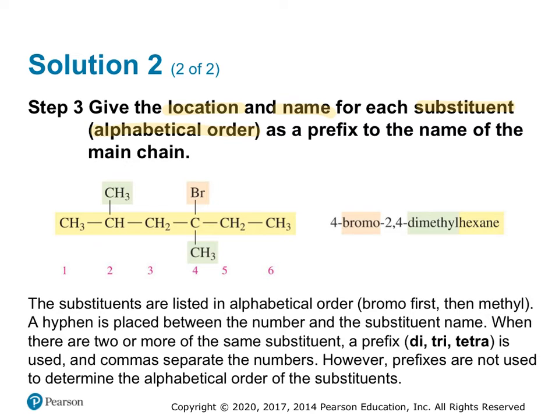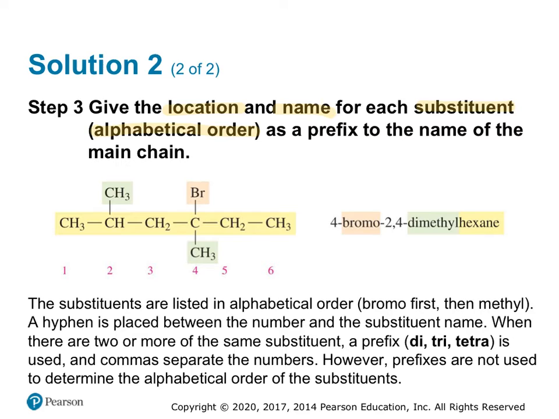So for example, this one has a methyl group on carbon number 2, it has a methyl group on carbon number 4, and has a bromo group on carbon number 4 as well. So we say 4-bromo-2,4-dimethyl, di meaning there's 2 methyl groups, and then hexane.